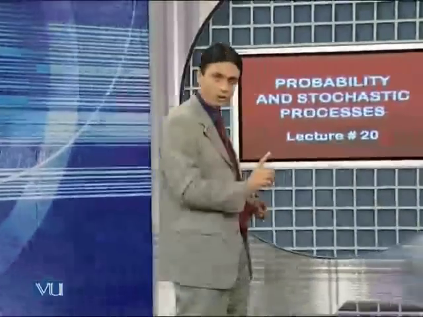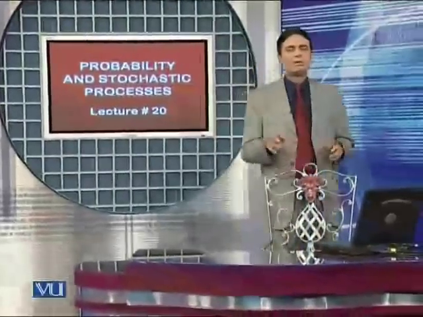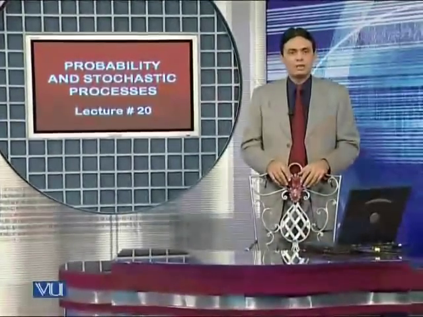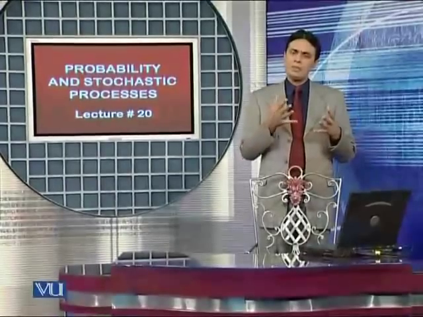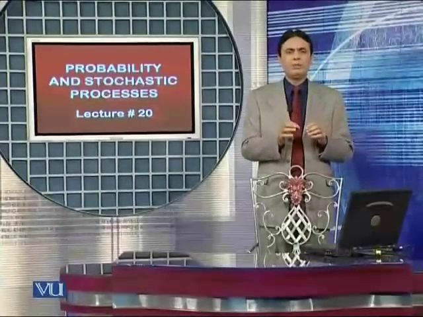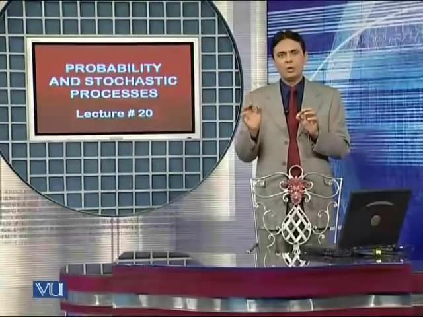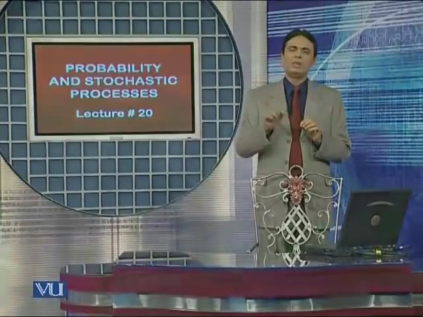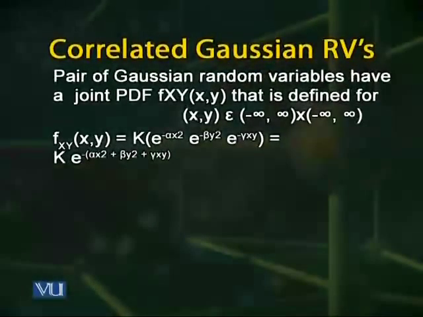Let's use that to find the covariance of two continuous random variables which are Gaussian, but they are not independent of each other. We talked about this type of pair of Gaussian random variables in the last lecture, and in that lecture I gave you the joint density to be multiplication of two individual Gaussian densities of the form e raised to power minus alpha x square times e raised to power minus beta y square, but there was a third term added which was e raised to power minus gamma times x y.